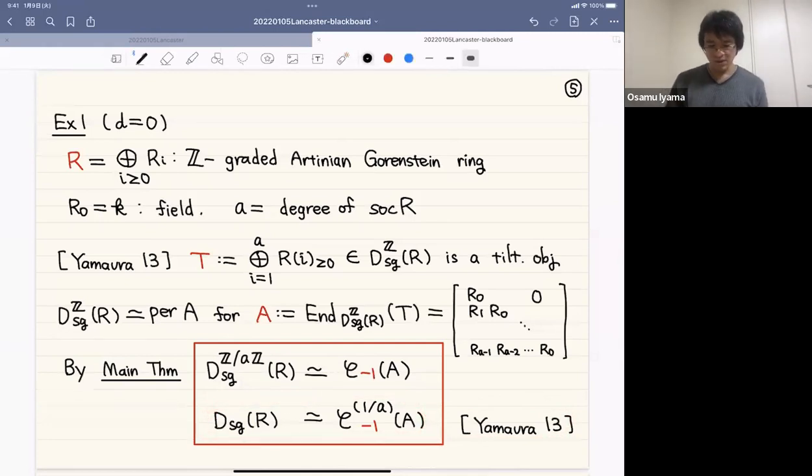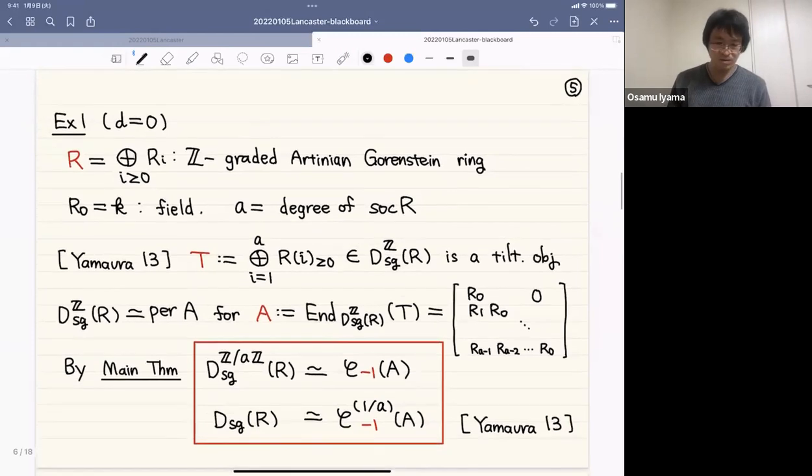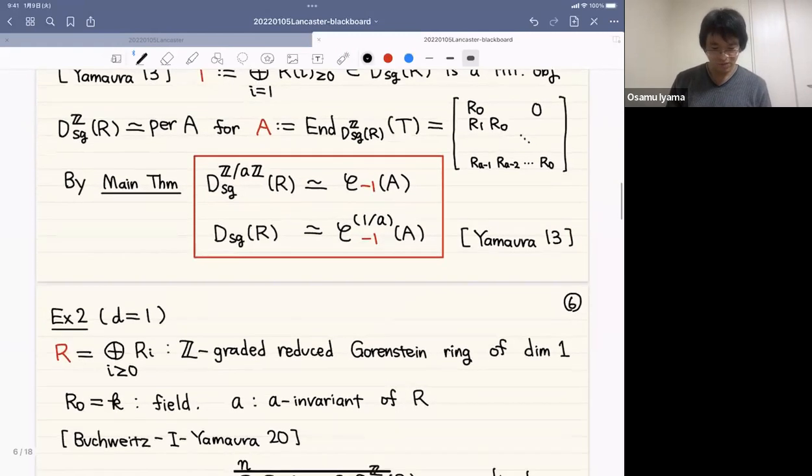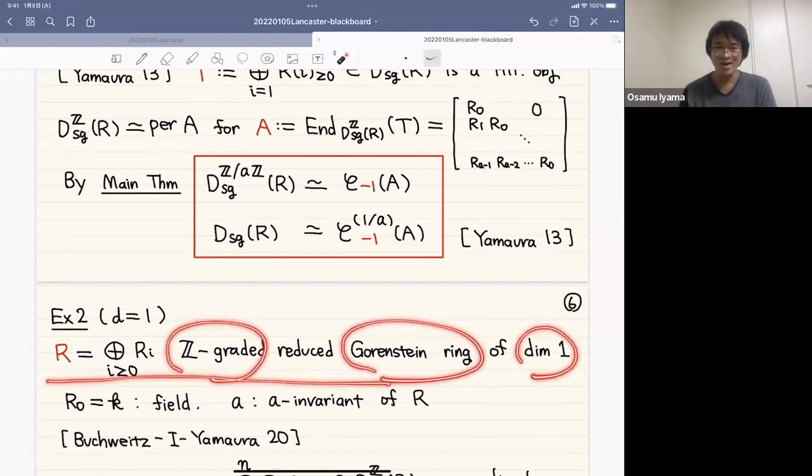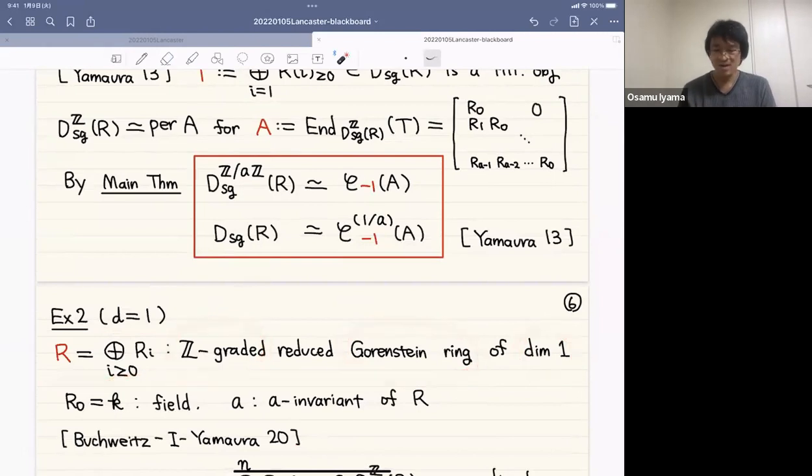Okay, so this is the dimension 0 case. Next is dimension 1. Now we are in the setting of Krull dimension 1, and again, we consider a G-graded Gorenstein ring of dimension 1. And here, I assume it is reduced.